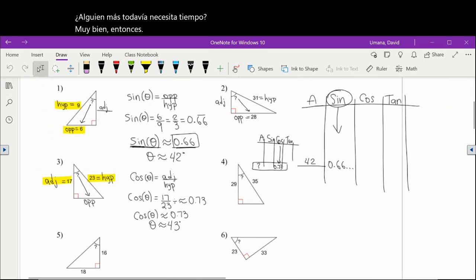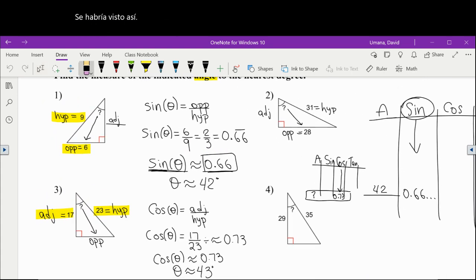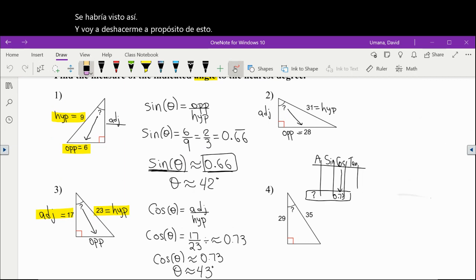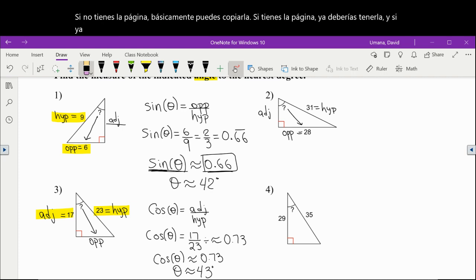So it would have looked like this. And I am going to purposely get rid of this because we don't need this. But these are the first two, 1 and 3. If you don't have the page, then basically you can copy it. If you do have the page, you should already have it. And if you already have it, you're going to move on to the other one. Así que si ya tienen una copia de esta información, van a hacer lo mismo para las que restan, para las secciones que restan. Y ahorita yo voy a pasar básicamente a ayudar a los que necesitan.